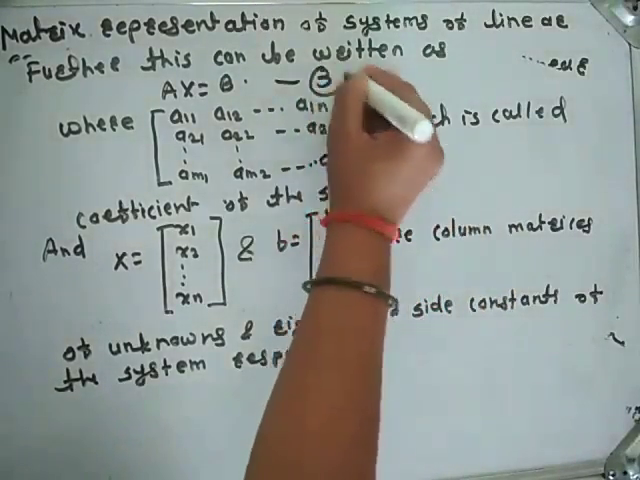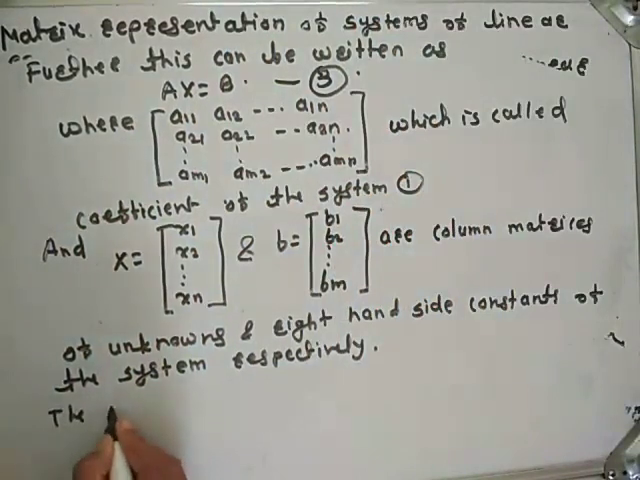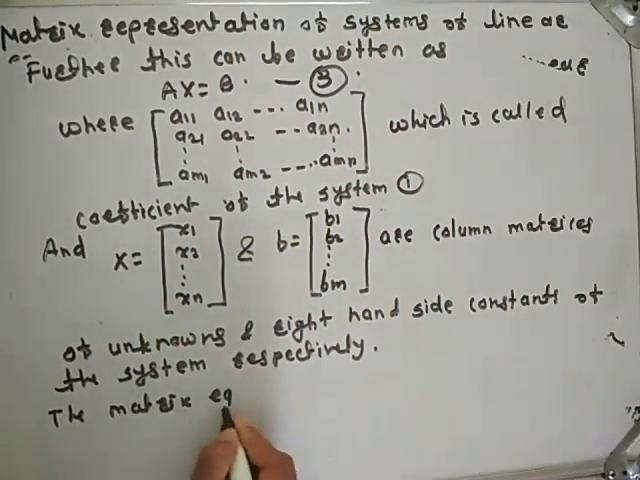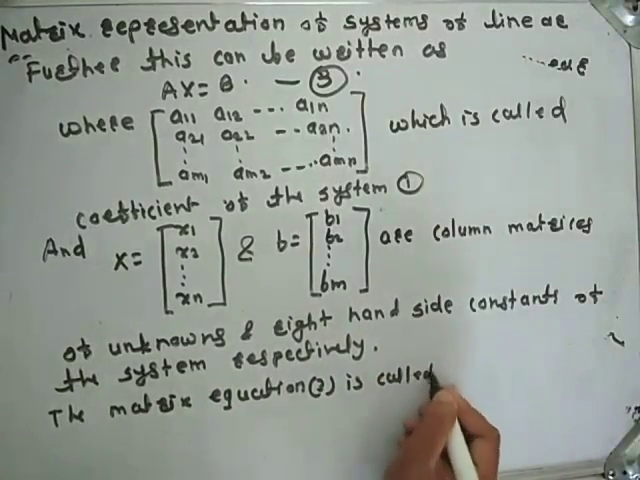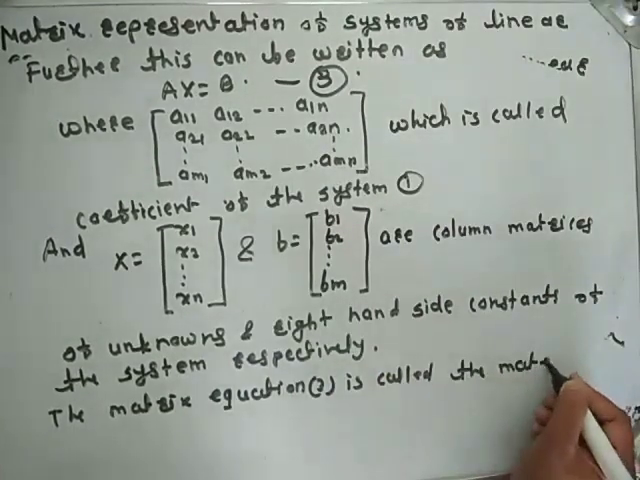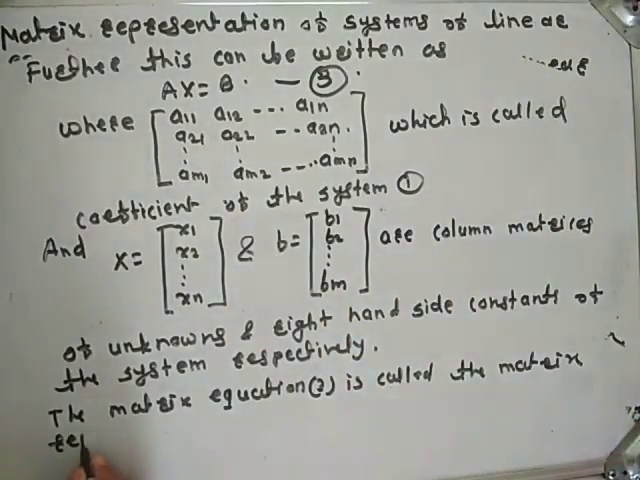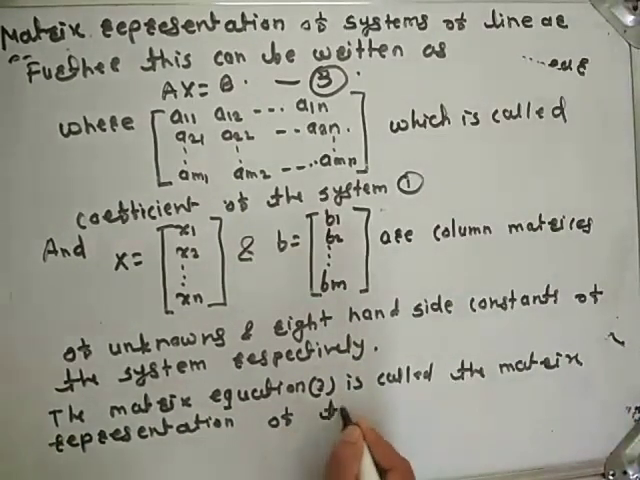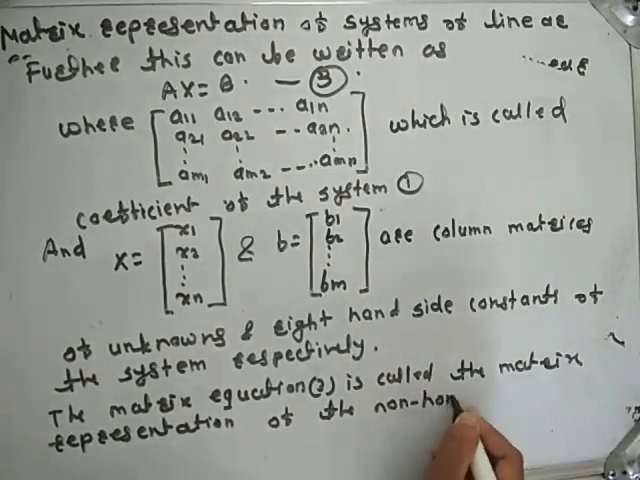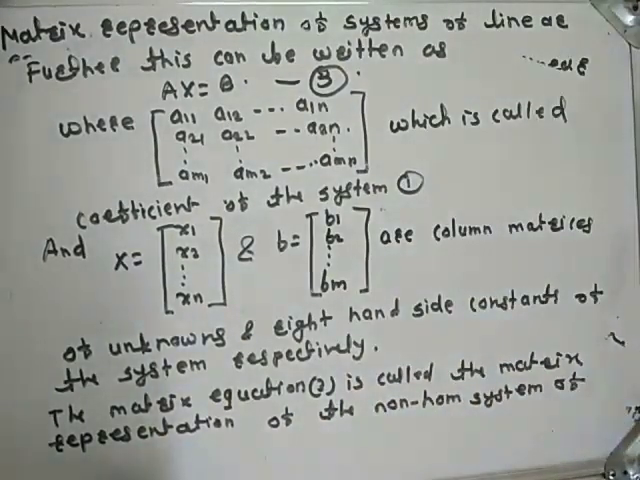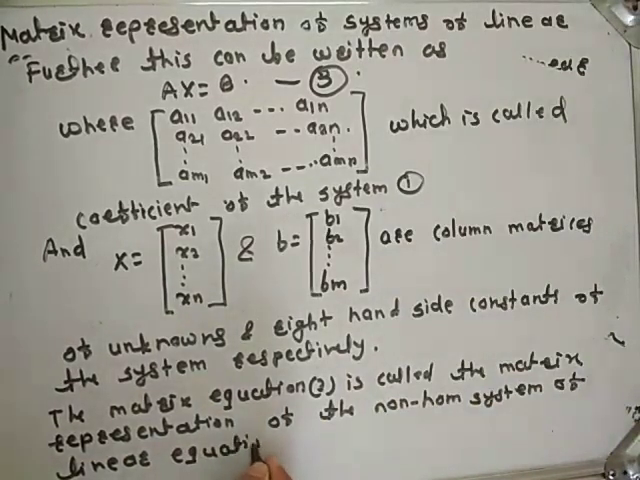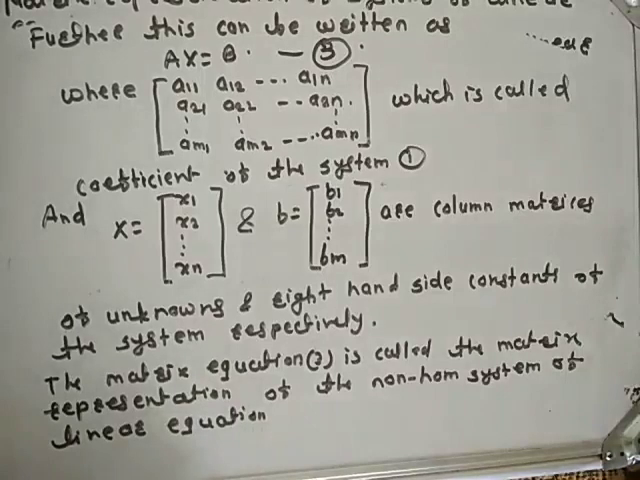suppose this is equation 3. The matrix equation 3 is called the matrix representation of the non-homogeneous system of linear equation. Okay, system of linear equation.